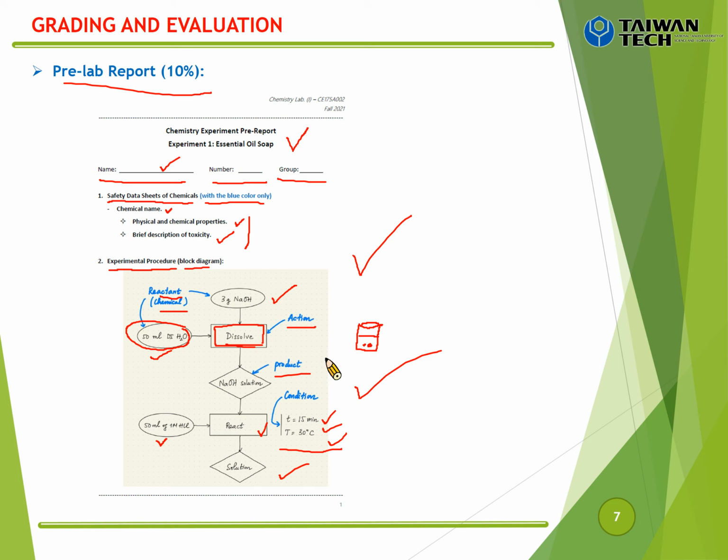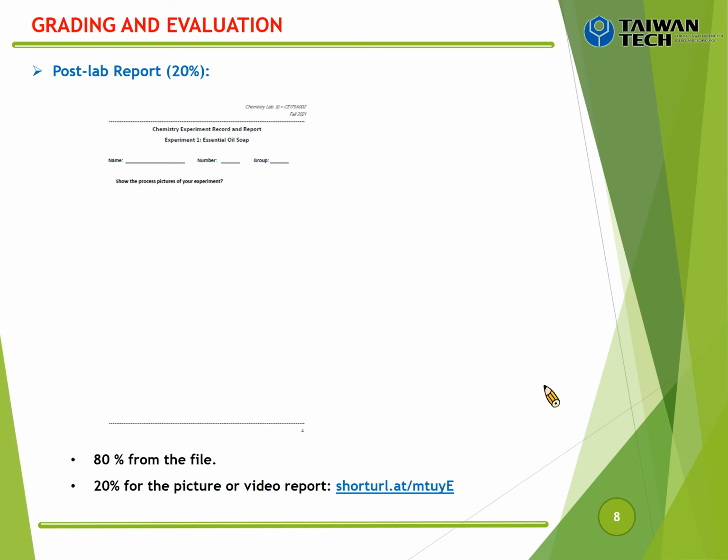So it's up to you. You need to make the block diagram, and for this part whether you want to draw or not, it's up to you. But if you draw it, you can get a higher score, okay? Make it clear. I want you to understand what you do for your experiment, and when you look at this you can know what you do. That's the pre-lab report you prepare for your experiment, okay?